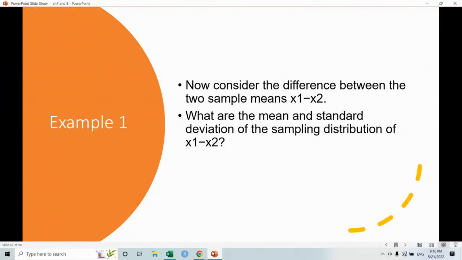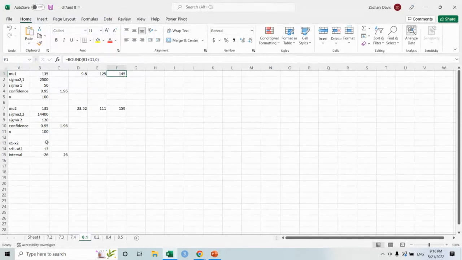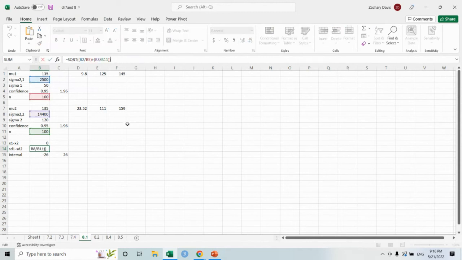So now consider the difference between those two sample means, x1 and x2. What are the mean and standard deviation of the sampling distribution? Okay. What we're interested in is that there is no difference in the mean, right? So no difference there, but there is a difference in the standard deviation. To find that, we had to take the difference in those values, and we have to compensate for the sample size. So we get 0 and 13.